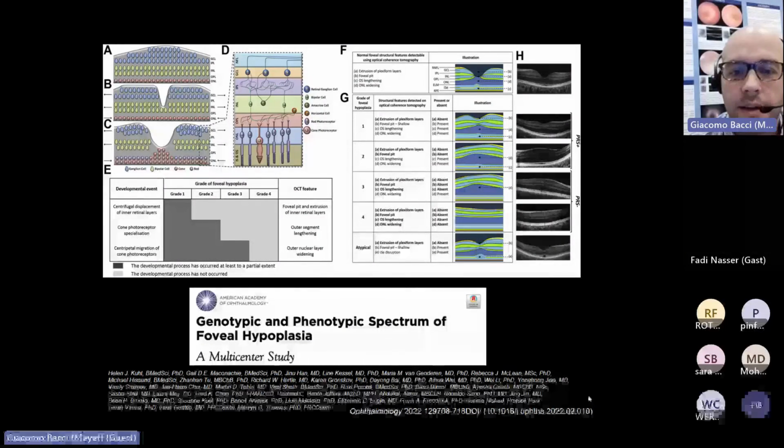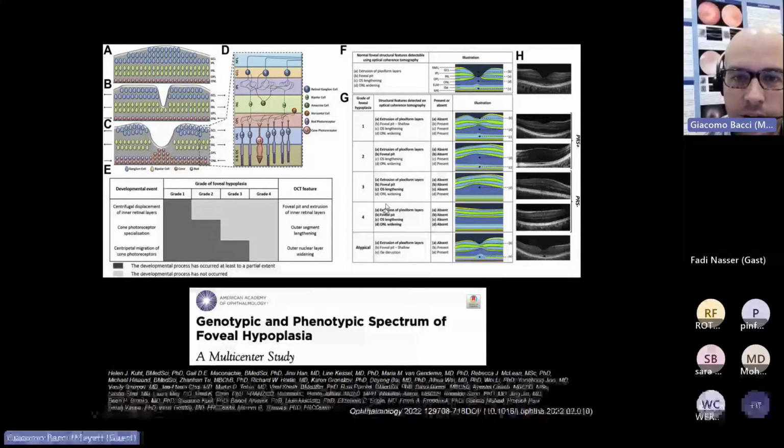And it is right to acknowledge the great work made by many researchers and co-workers. I show you a very good paper from the group of Leicester, led by Mervyn Thomas and Irene Gottlob, that demonstrated there is a grading of foveal hypoplasia according to those pillars. They took the extrusion of the plexiform layers, the shallowing of the foveal pit, the outer segment lengthening, and the outer nuclear layer widening as the main features to classify foveal hypoplasia into 4 degrees.